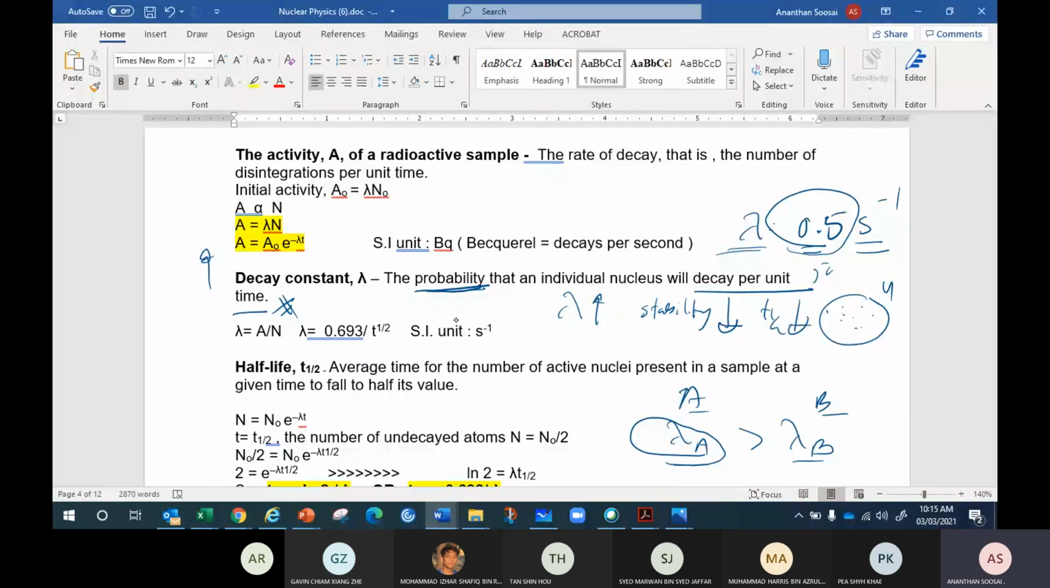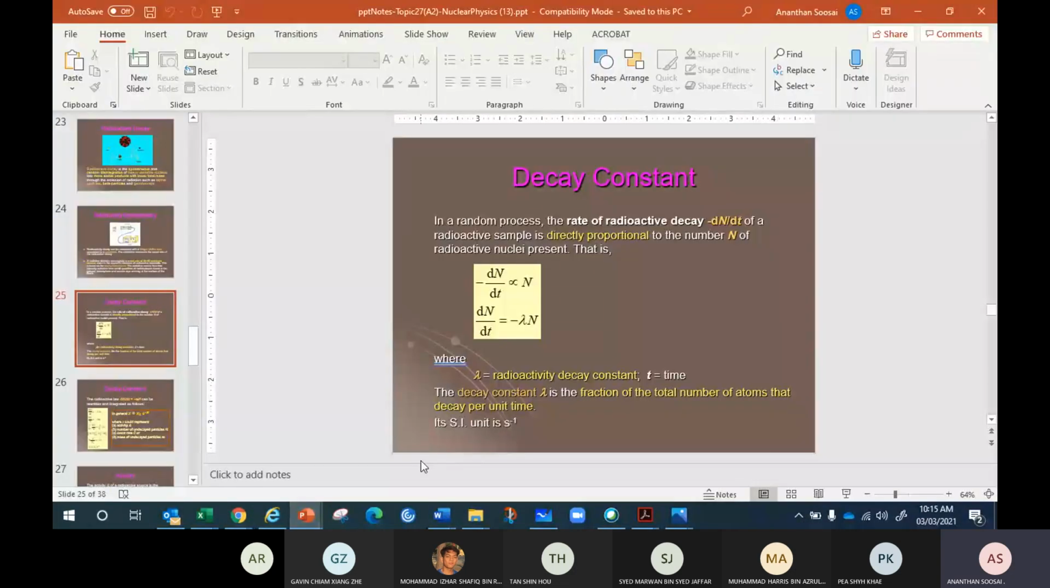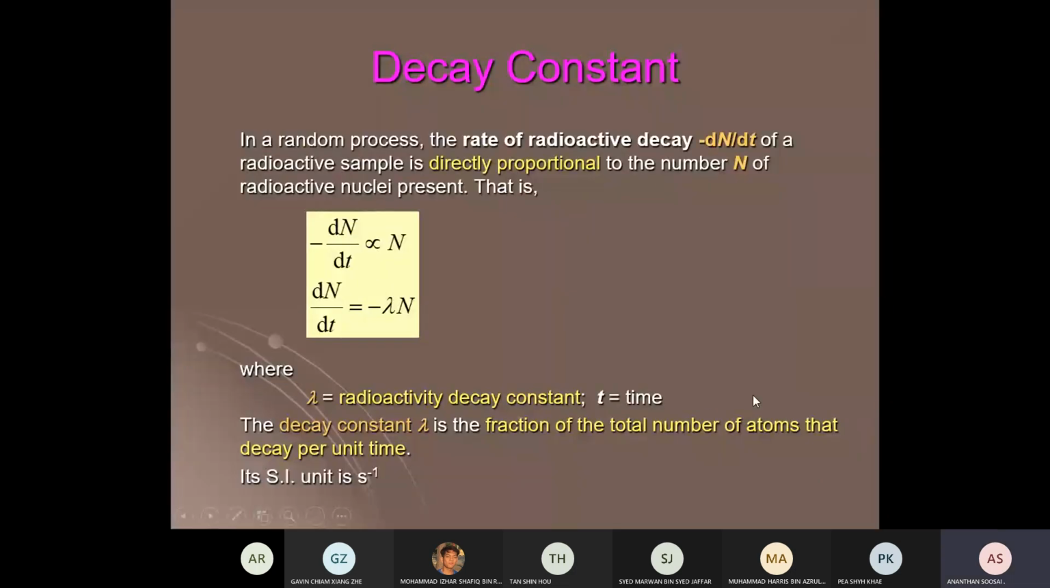Okay, when lambda is big, this element is very unstable. That means the half-life going to be very short. Okay, very short. Okay, so please take down decay constant. Okay, so first equation has been introduced. What is the first equation? Activity equals to lambda N.